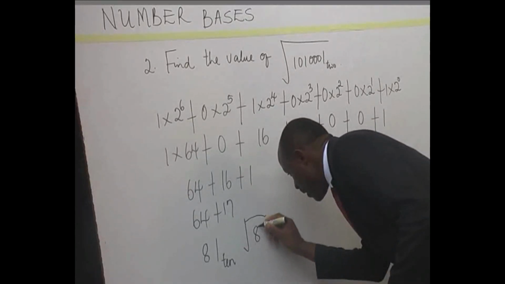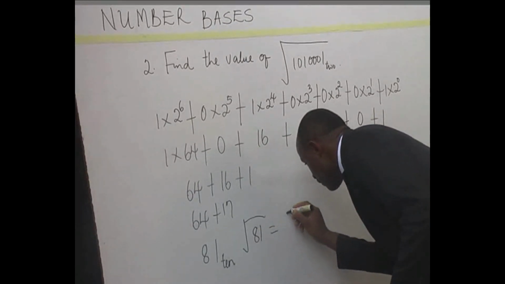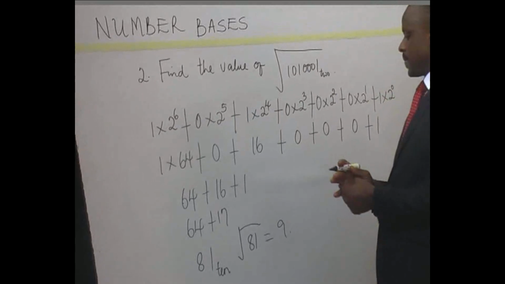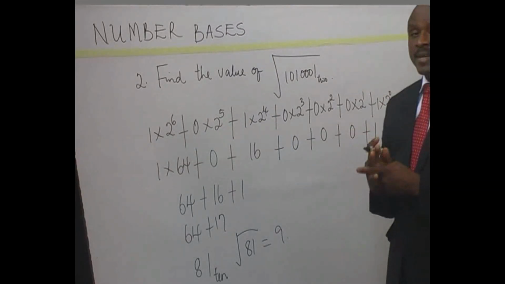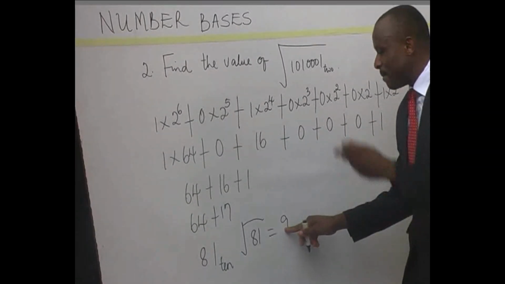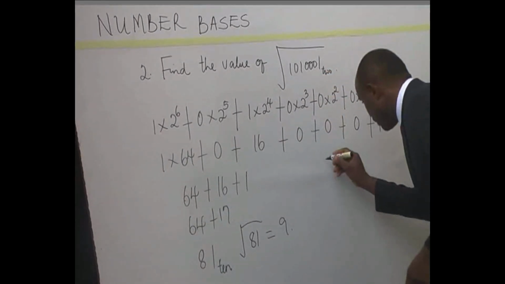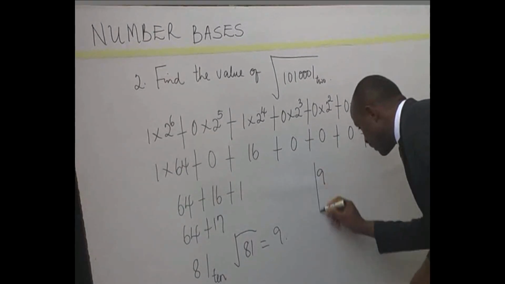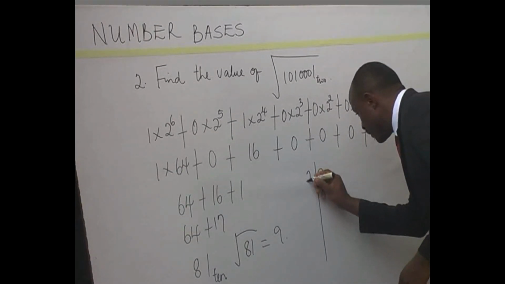Square root of 81 is giving us 9, because 9 times 9 is 81. Then what you're going to do is to convert 9 back to base 2. Write 9 and draw another line.